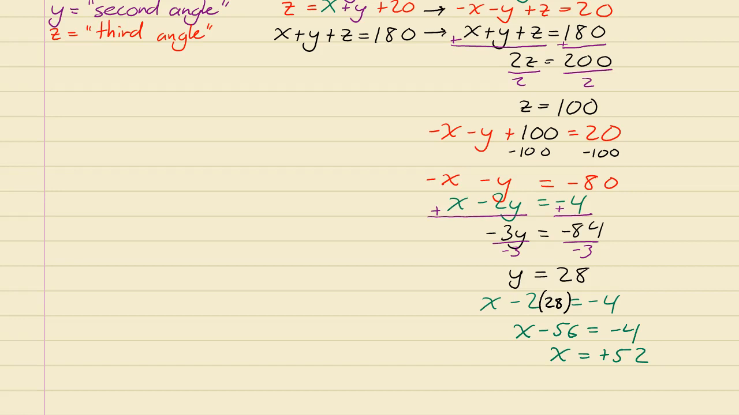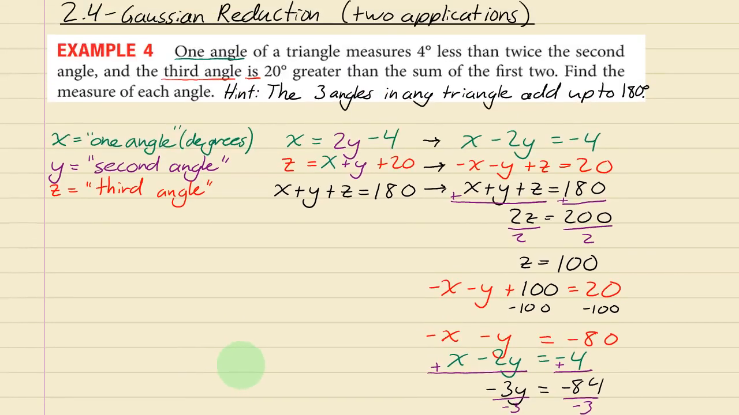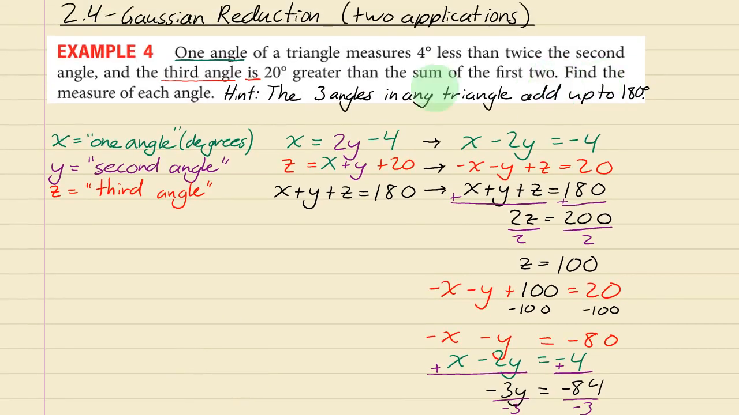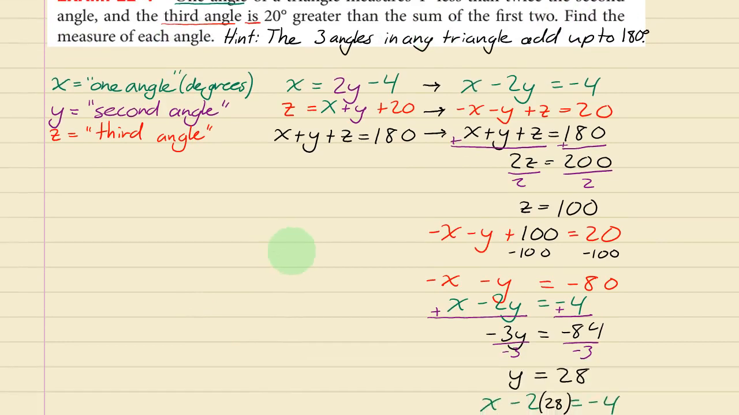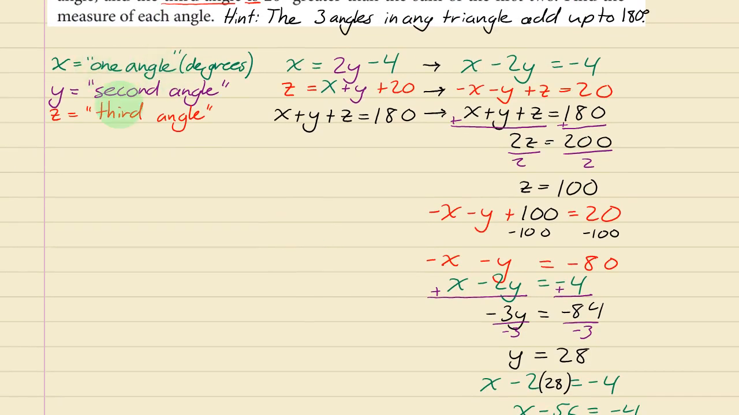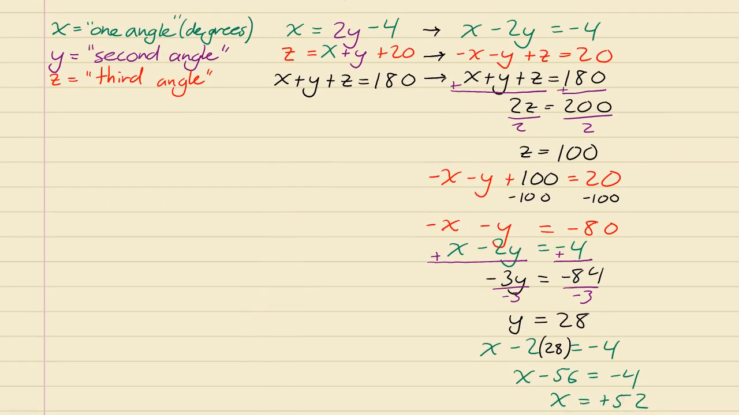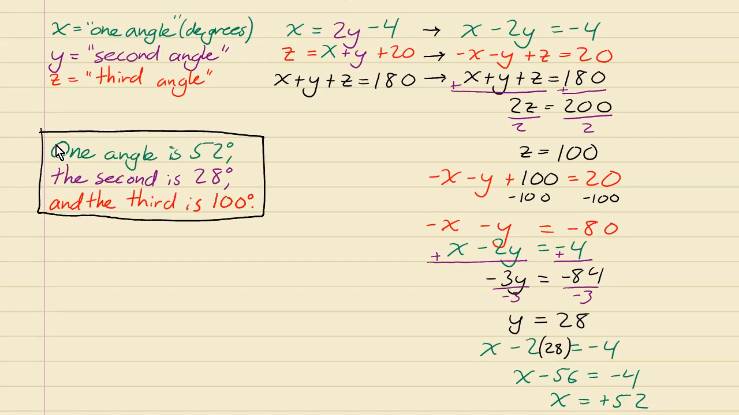But to actually answer the question, you need to look at what was actually asked. Find the measure of each angle. So the one angle was x, that is 52 degrees. And the second angle is 28 degrees, and the third is 100 degrees.